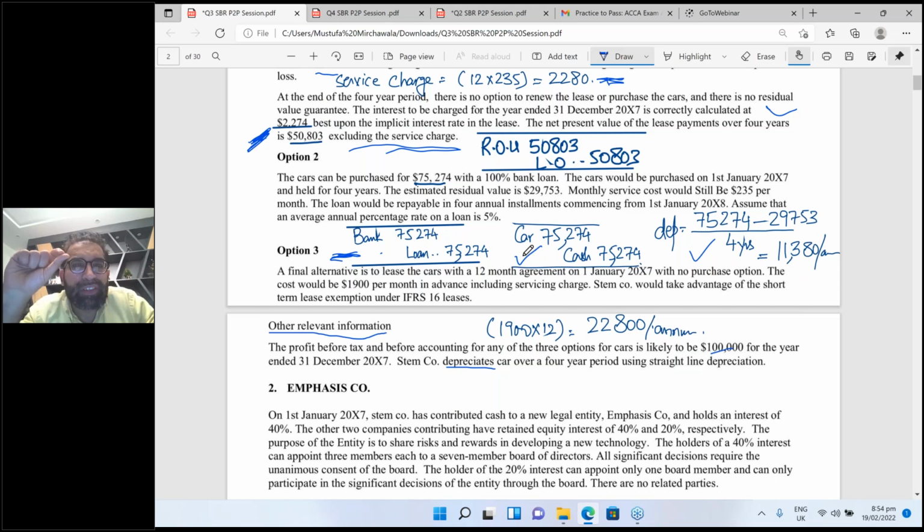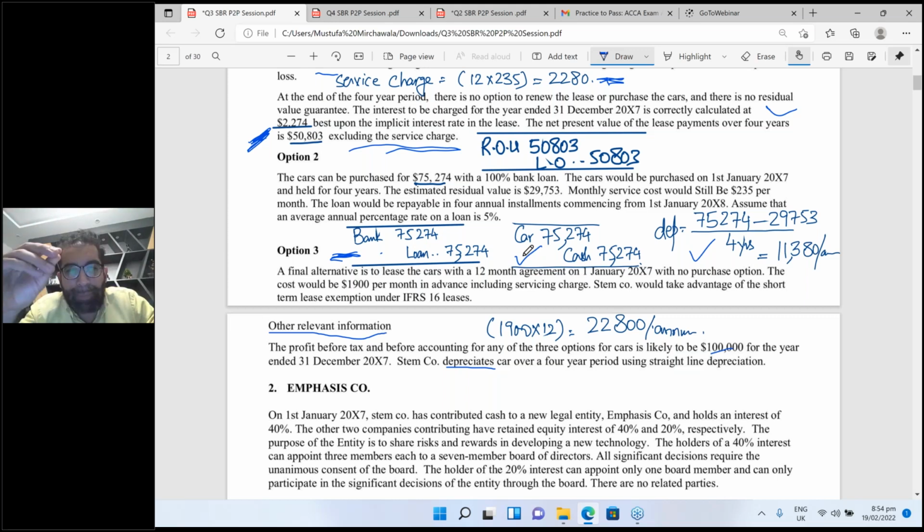235 multiplied by 12 is 2820. Okay, now the second thing which you have to book as an expense is depreciation expense of 11380. The third thing which you have to book as an expense in the income statement is loan interest, which is 5% of the loan. Okay, I'm sure you have copied or you have seen all this data.